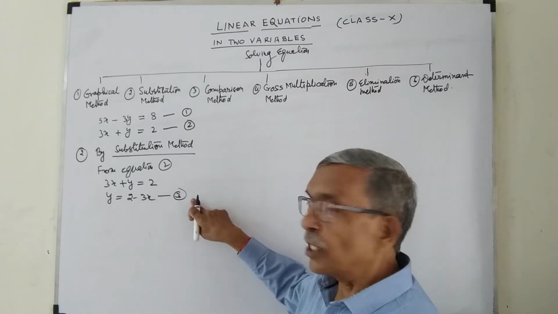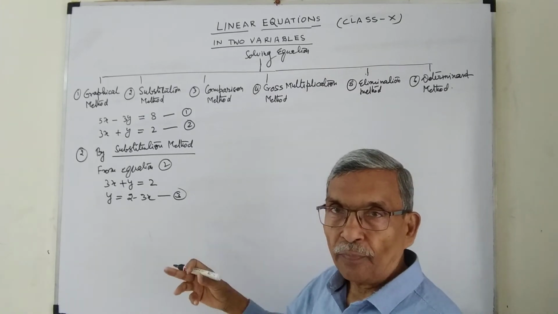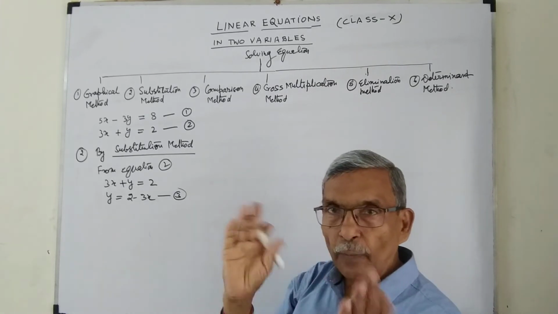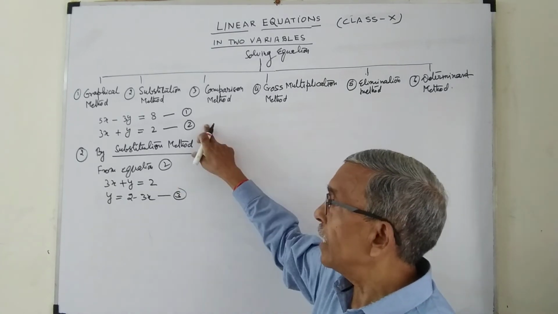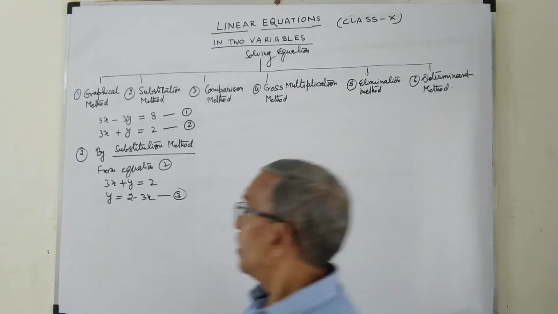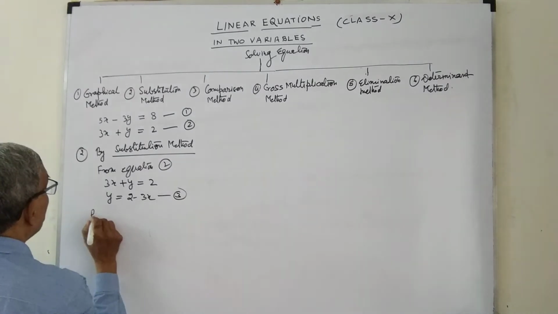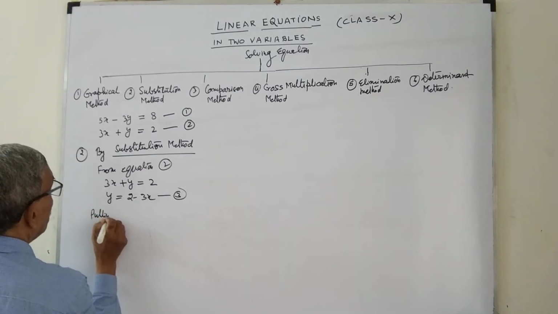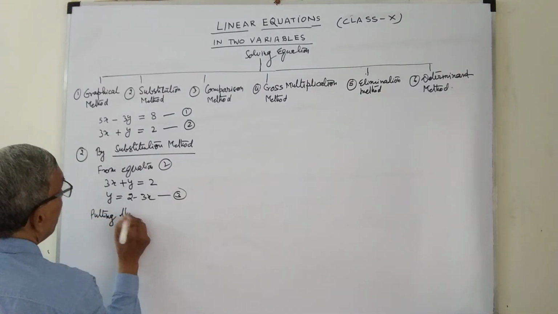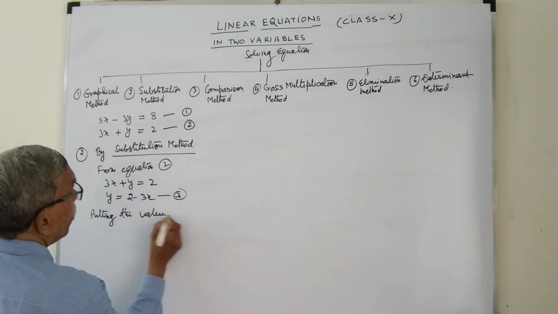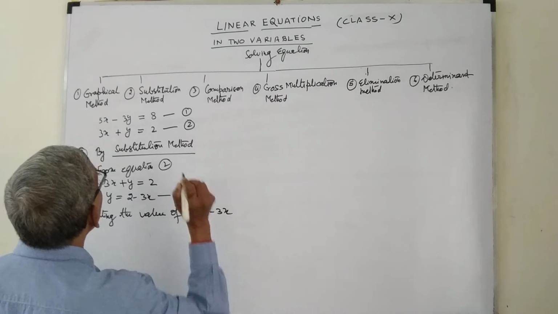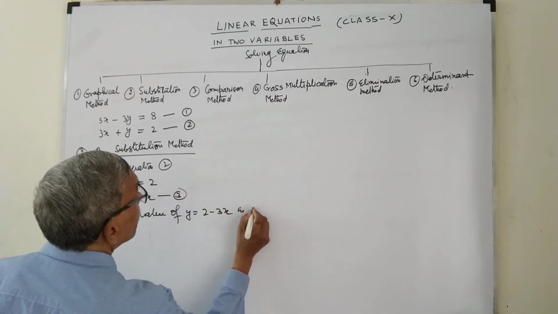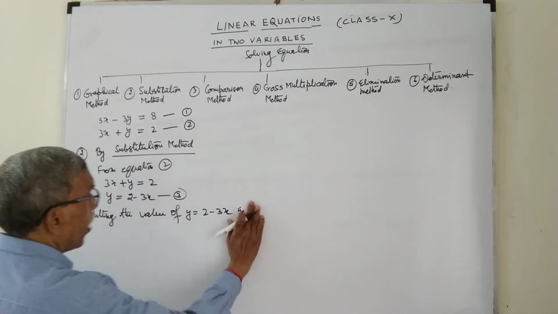So we substitute this value in 1. Equation 2 and 3 are same, but we've changed the form a little bit. So we will substitute the value of y in 1. So putting the value of y is equal to 2 minus 3x in equation 1.